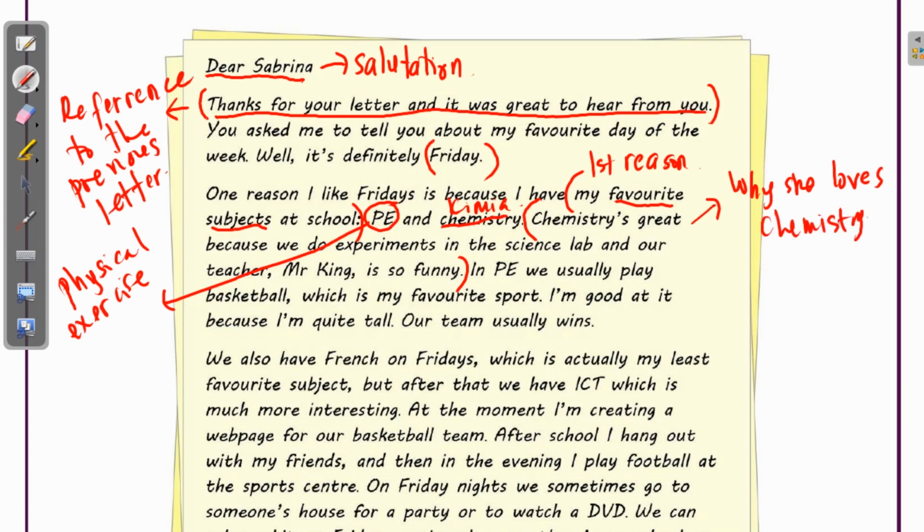Okay, so she is elaborating more. Next she is saying that in PE we usually play basketball, bola keranjang, which is my favorite sport. Why does she love PE? Because she can play her favorite sport, which is basketball. Okay, I am good at it because I'm quite tall.